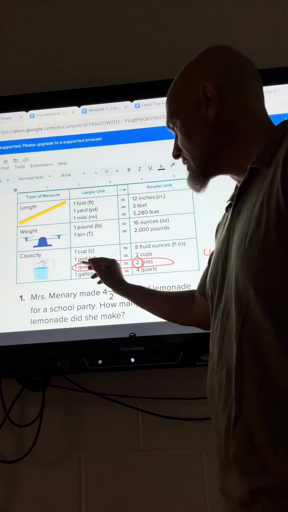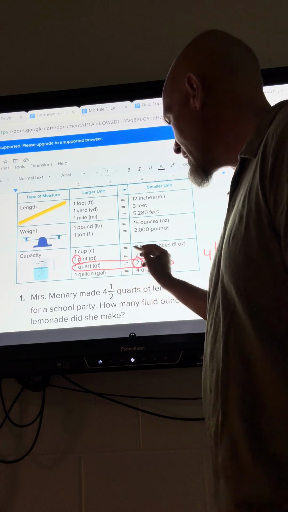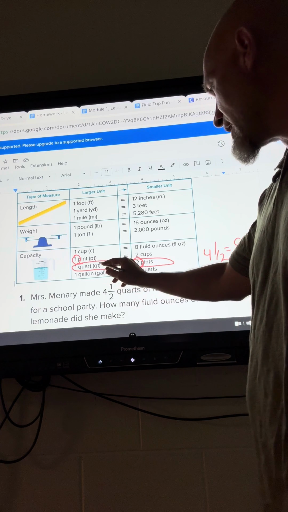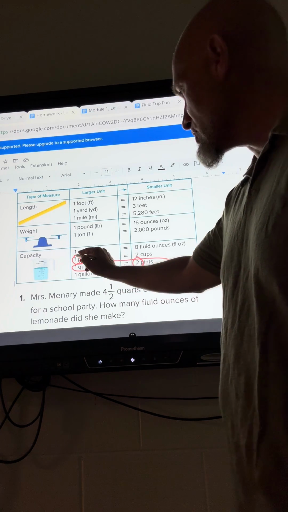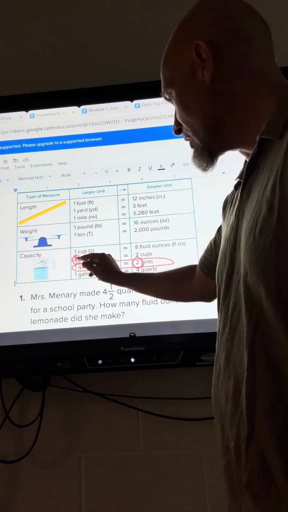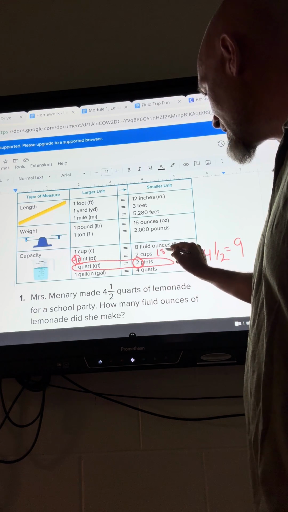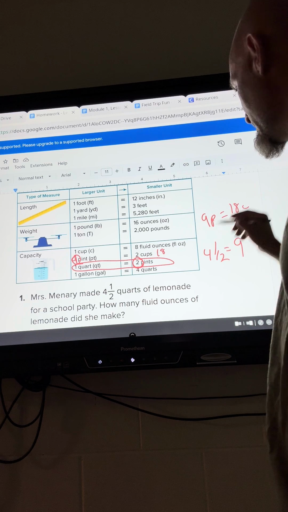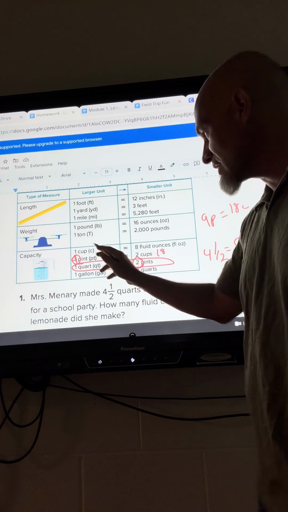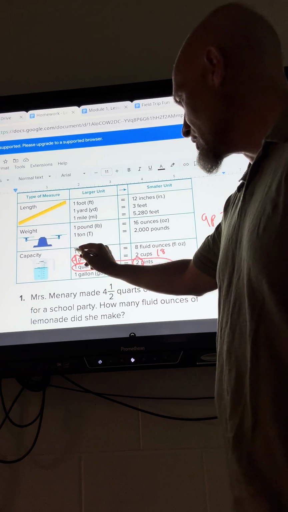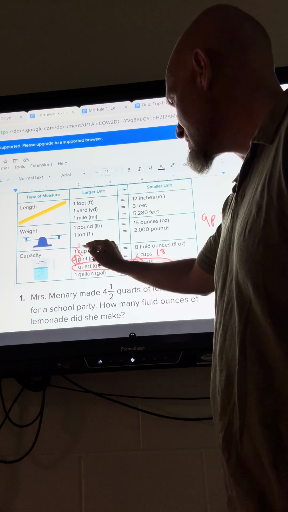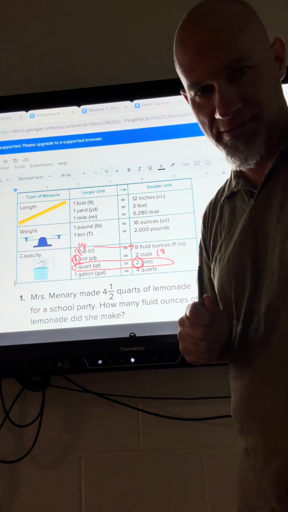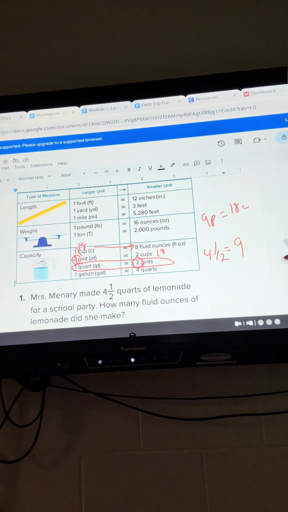So then you're going to take the pints, and we know that 1 pint is equal to 2 cups, but we know that 4.5 quarts is equal to 9 pints. So 9 pints, if we multiply that 1 by 9, would be equal to 18 cups. And then we just have to convert the cups to ounces. So we know that 1 cup is 8 fluid ounces. 18 cups will be 18 times that 8. And that will help you with number 1.